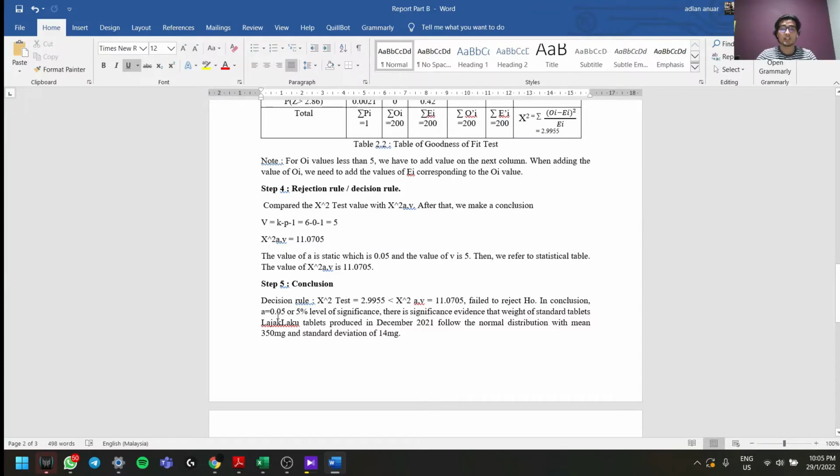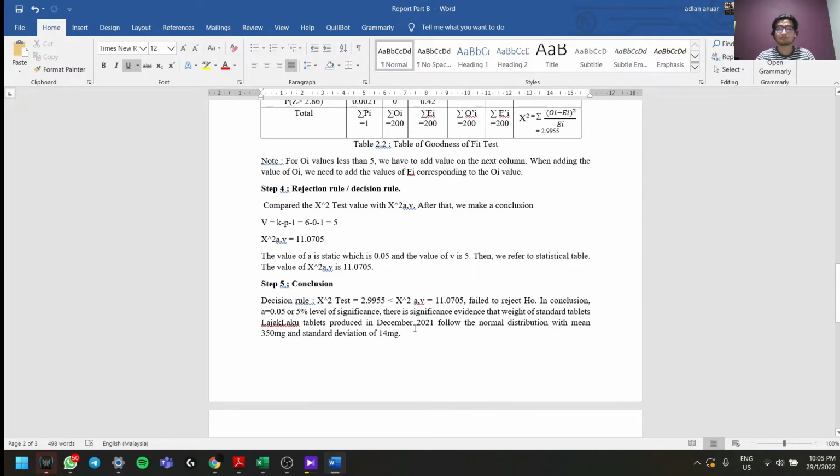In conclusion, alpha equals 0.05 or 5% level of significance. There is significant evidence that the weight of the standard tablet, Lajak Laku tablet, produced in December 2021 follows the normal distribution, with mean 350 mg and standard deviation of 14 mg. That's all for question B.